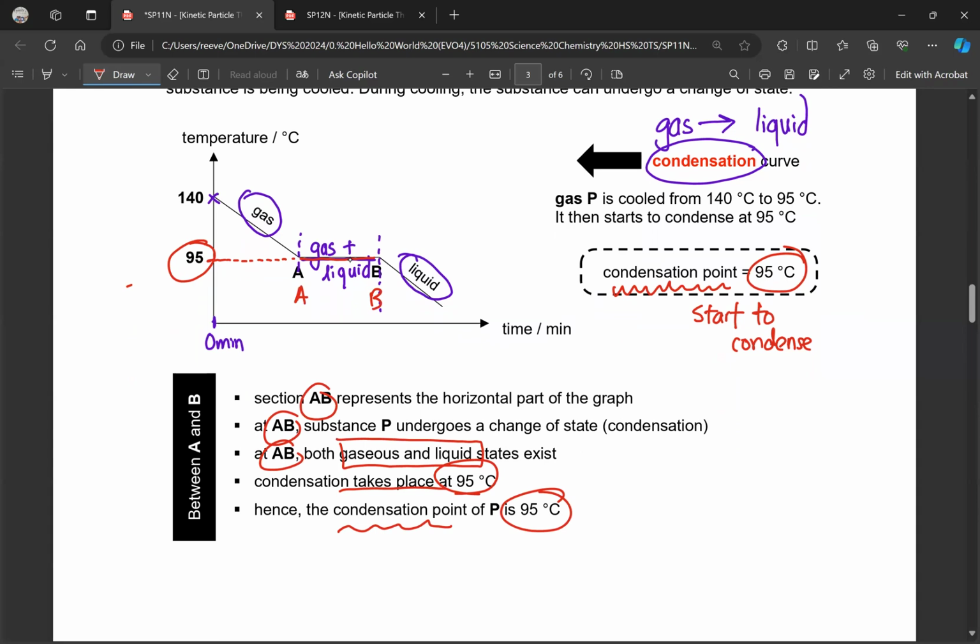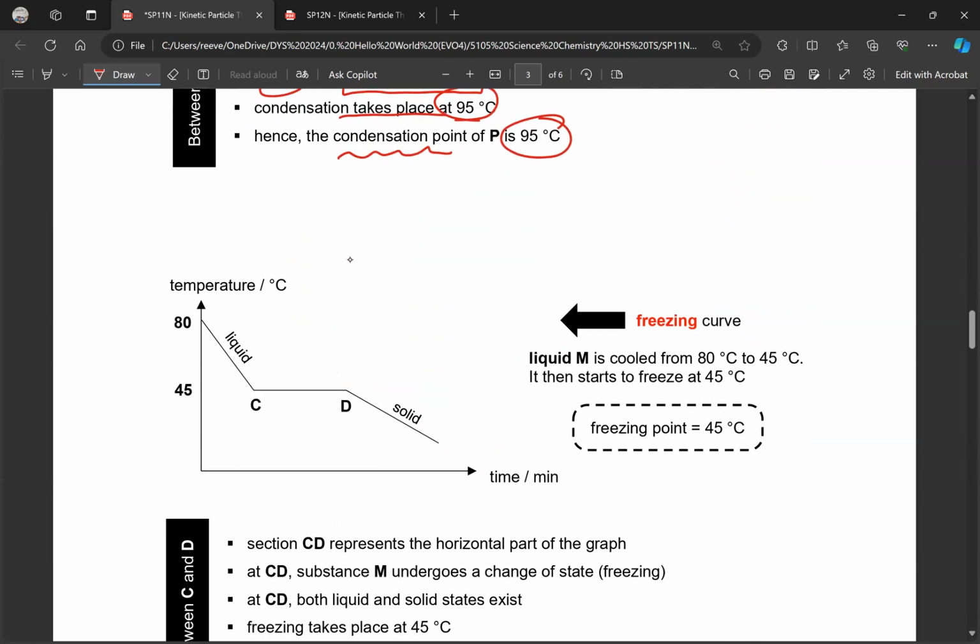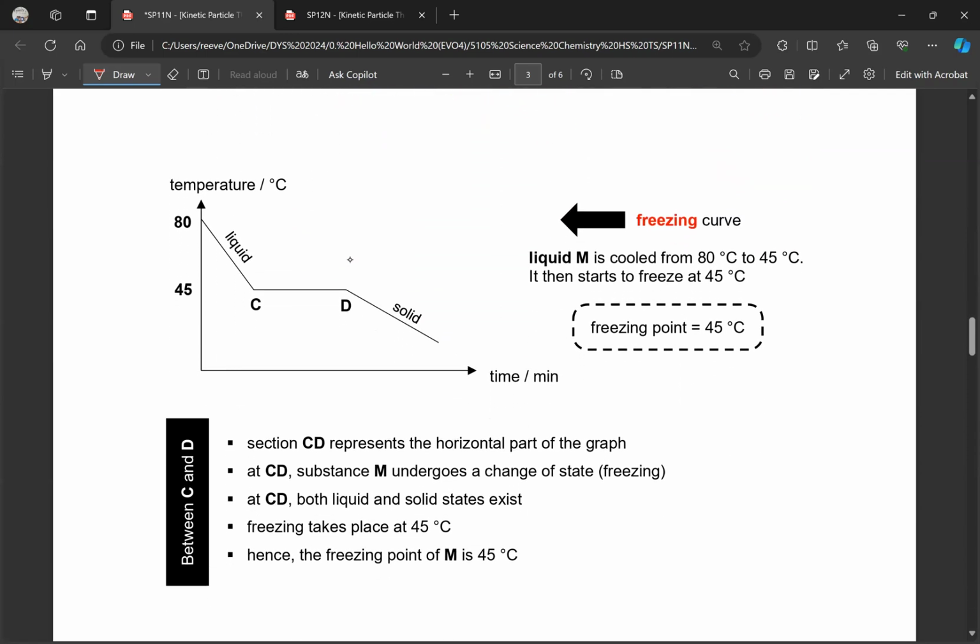Any question? Yeah. Let's move on to our last graph. Our last graph over here is freezing. I think you know what's freezing. It's liquid changing to solid.